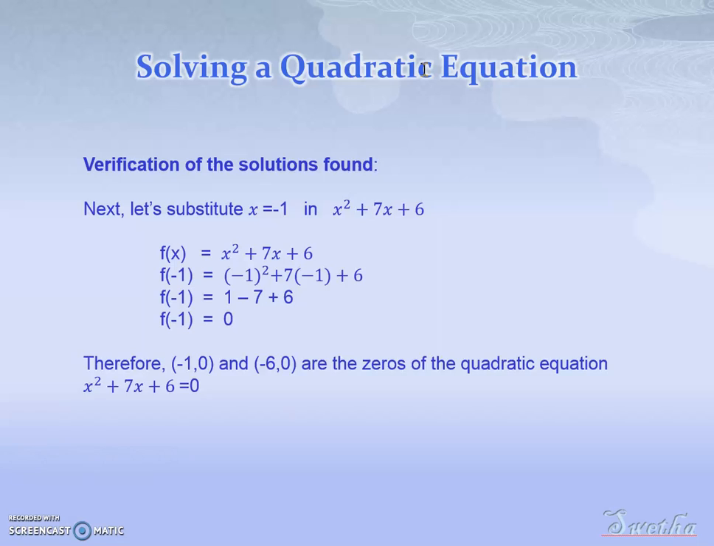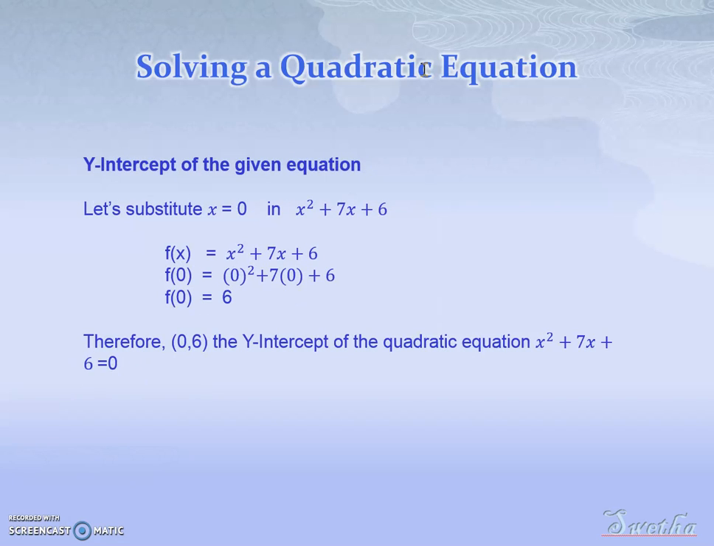To find the y-intercept of this sample equation, we could substitute 0 as x into the formula, and we would get 0 squared plus 7 times 0 plus 6, which would equal 6. Therefore, 0, 6 is the y-intercept of the quadratic equation, which is x squared plus 7x plus 6 is equal to 0.